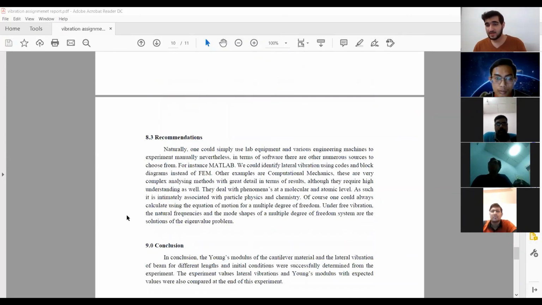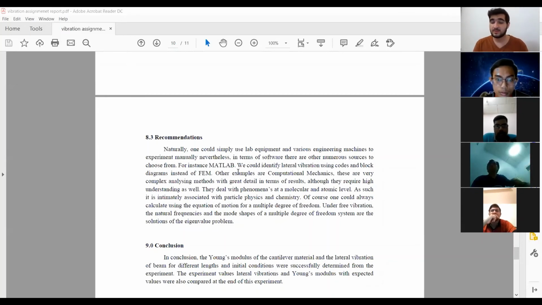So in terms of recommendations, of course, we used FEM analysis, as we mentioned before. However, there are other numerous methods that we can use to conduct this experiment. One of the very intriguing articles that I found was, of course, using MATLAB. The base of MATLAB is coding. So by coding and making block diagrams, we can actually conduct this experiment using code. It's a different method, but the results are, in the end, the same.